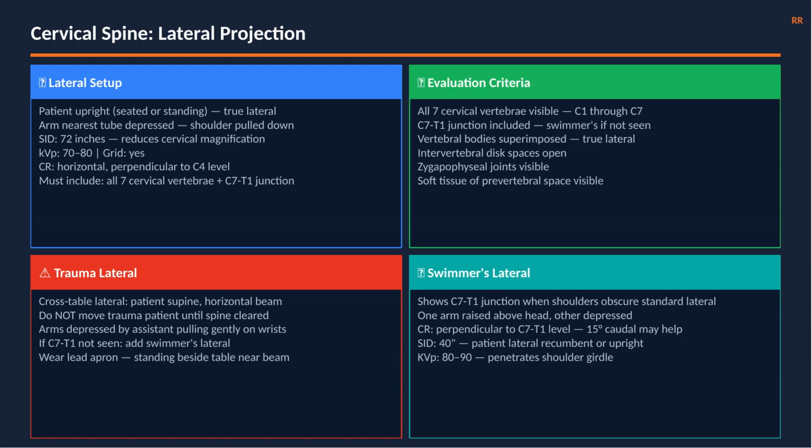Swimmer's lateral. One arm raised above the head, the other depressed. CR, perpendicular to C7, T1. 15 degrees caudal may help. Penetrates through the shoulder girdle. SID, 40 inches. KVP, 80 to 90.